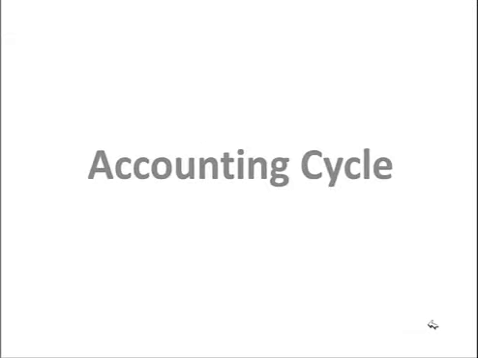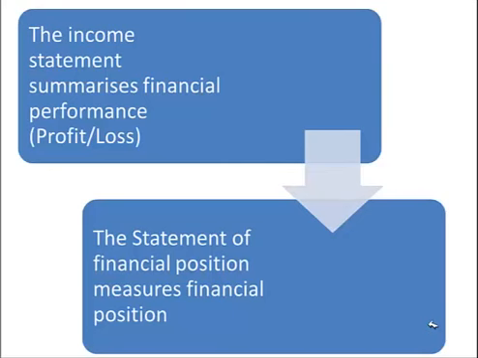The accounting cycle includes the bookkeeping cycle, but ends with the income statement and balance sheet. The income statement and balance sheet are also called financial statements and are only compiled at the end of the financial year to show the financial performance and financial position of the business.